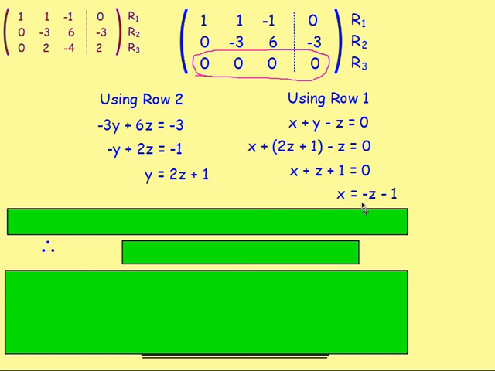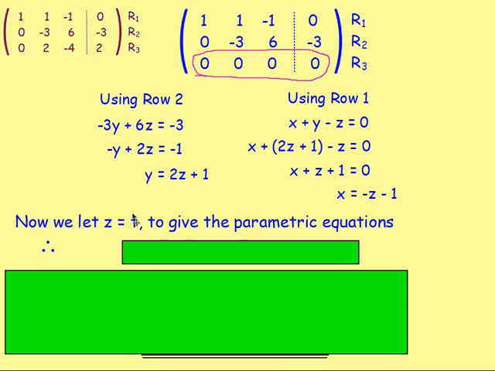But remember, you're wanting the equation of the line. So for the equation of the line, you're really wanting your parametric equations. So we need to introduce a parameter. And the parameter here, most of the time, it's just going to be z equals t. So you can do that here. If we let z equals t, this will give us the parametric equations.